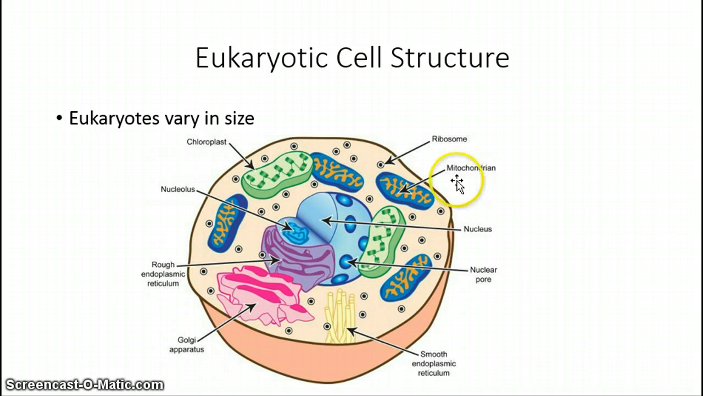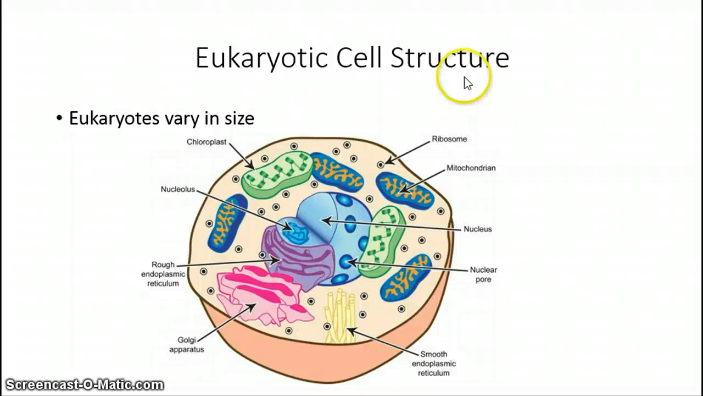So let's start talking about the nucleus. The nucleus contains chromosomes, and these chromosomes consist of DNA associated with histone proteins. Uncoiled chromosomes are spread through the nucleus and are called chromatin. The nucleus is where the DNA is replicated in the cell.